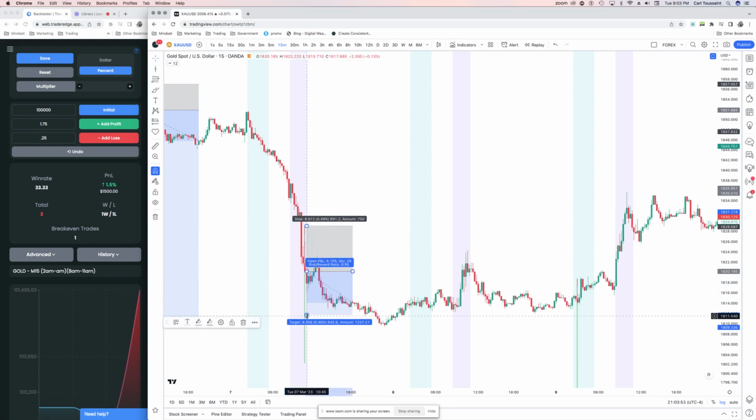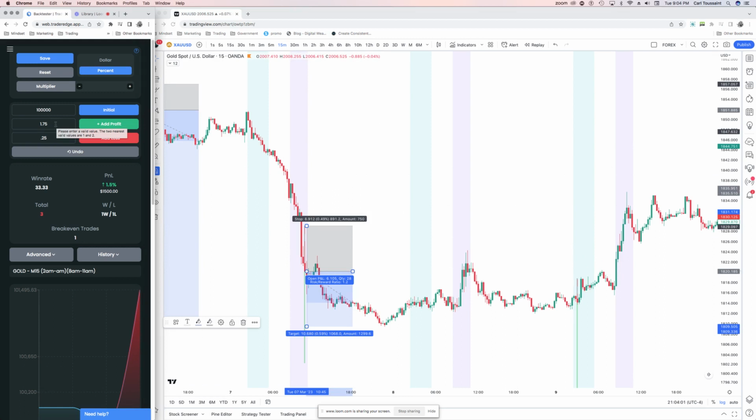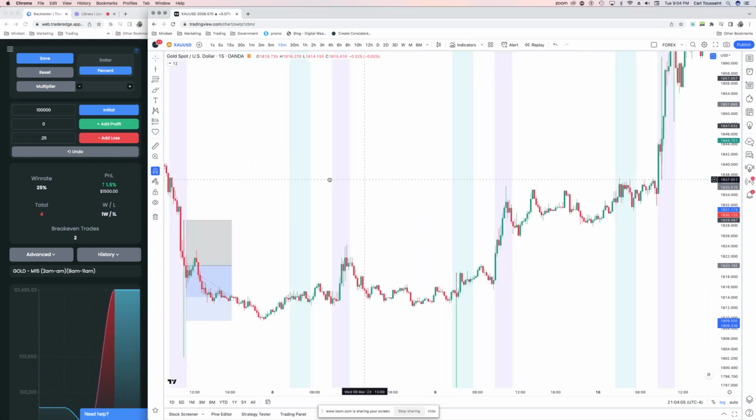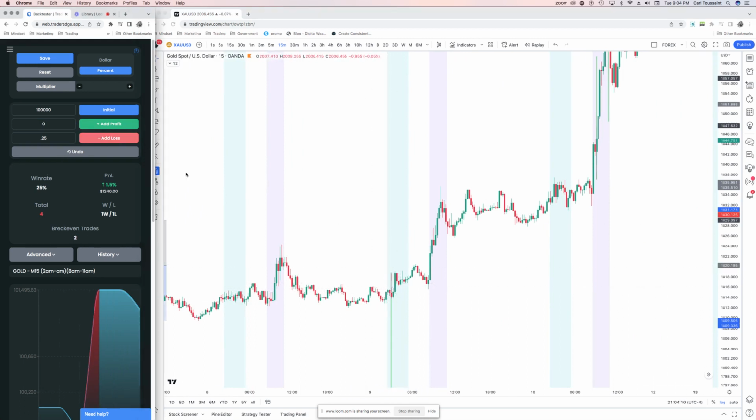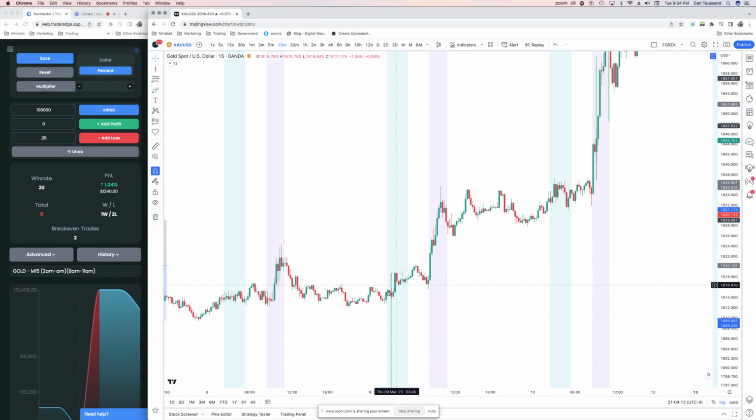Right here. And we went to take profit 1 and then turned around. So again, break even, right? So I'm going to do 0, add profit. This trade is a loss based on, again, just this raw backtest.